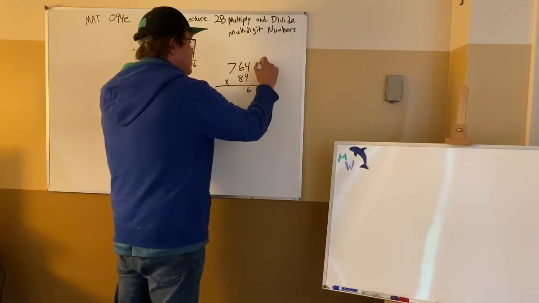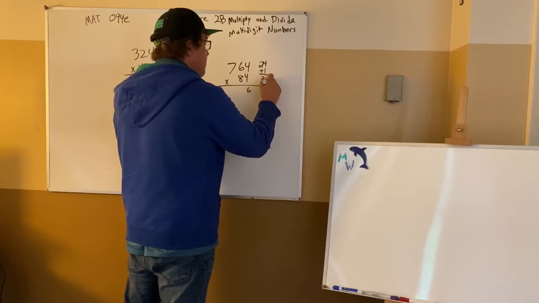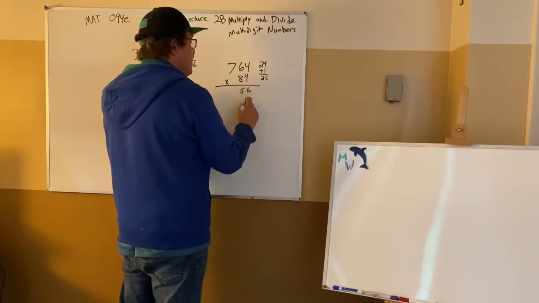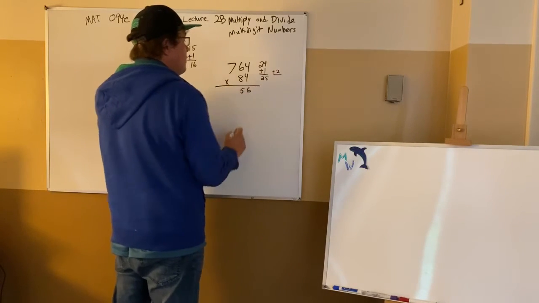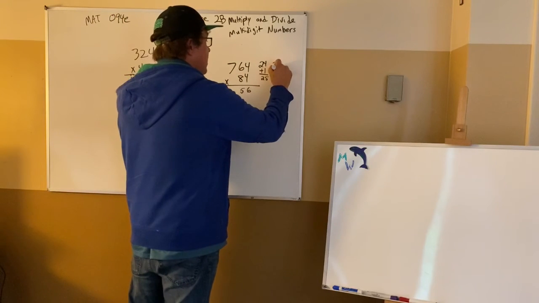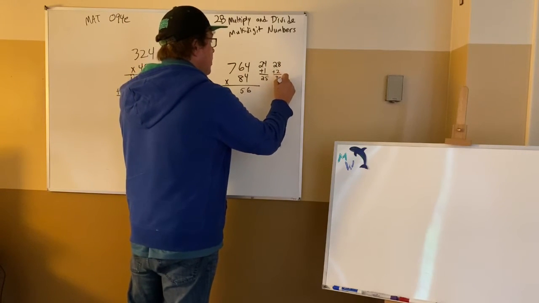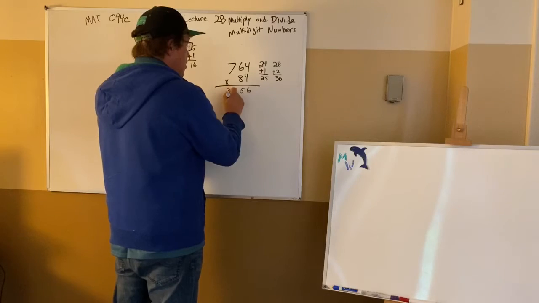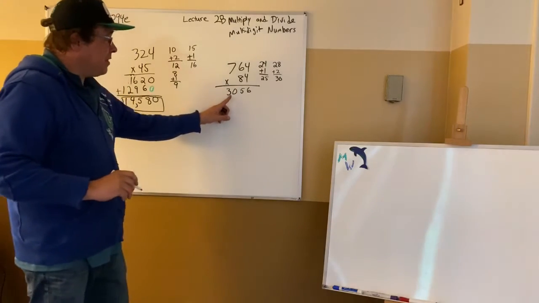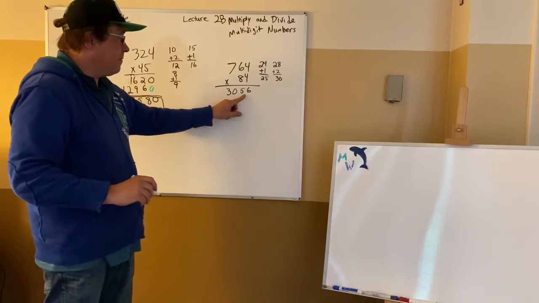4 times 6 is 24. Pick up the 1 for 25. Put the 5 in place. Float the 2 for 20. 4 times 7 is 28. Pick up the 2 to make 30. No more digits to conquer. 30 goes down. 3,000, no hundreds, 56.